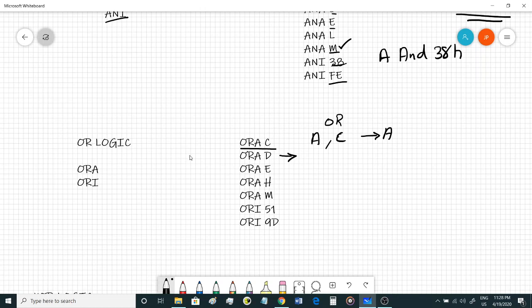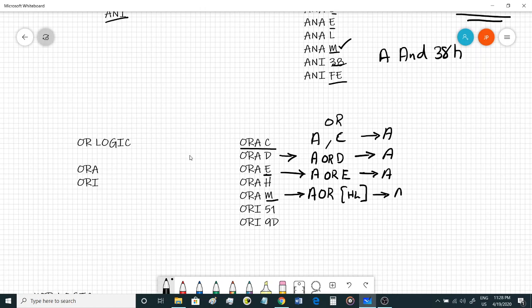Similarly, in ORA D, A gets ORed with the D register and the result goes into the A register. Whichever register you mention here will get ORed with the A register and the result will be stored in your accumulator. All the general purpose registers can be used here. You can also give a memory location. In that case, A will get ORed with the contents of the memory location pointed to by the HL register, and the result will get stored in the A register.